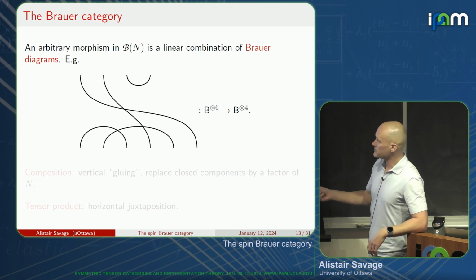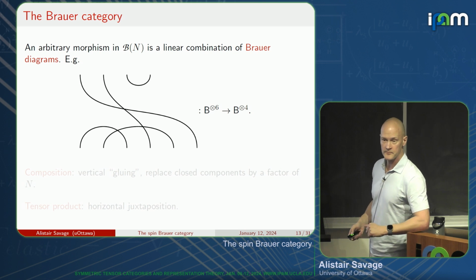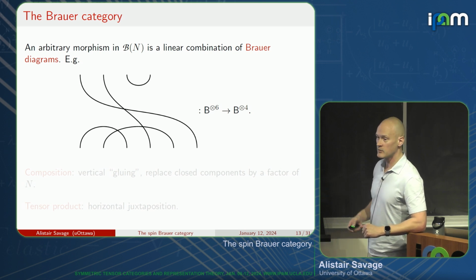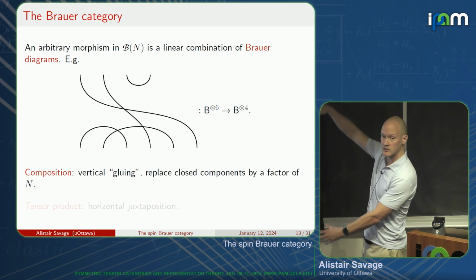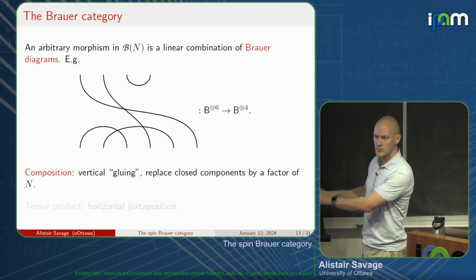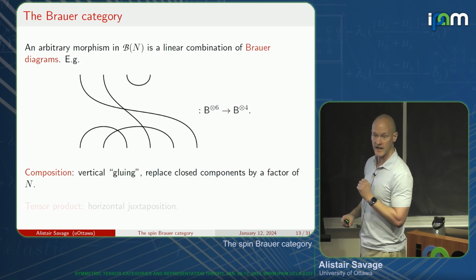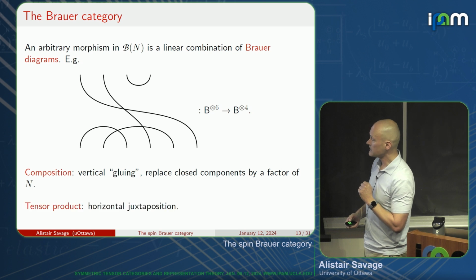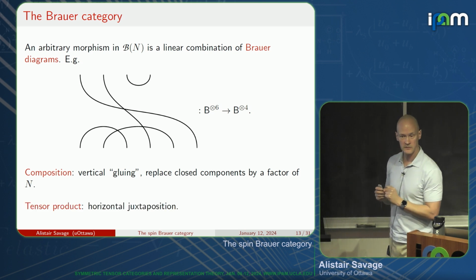You read the domain just by counting how many strands there are at the bottom, and you read the codomain by reading how many strands there are at the top. And the composition is just vertical gluing of diagrams, but every time you get a closed component, you can remove it at a cost of a factor of n. And then the tensor product is horizontal juxtaposition.